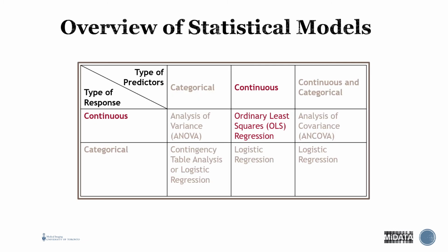Okay, back to our table. Now we're switching it up. The predictor is going to be continuous and the response is going to be continuous. You're going to say, hey, we've seen that before. We have. We've seen it when we did regression or linear regression. It's also called ordinary least squares regression.